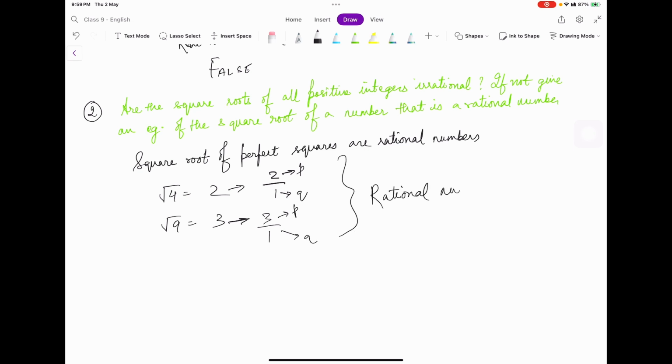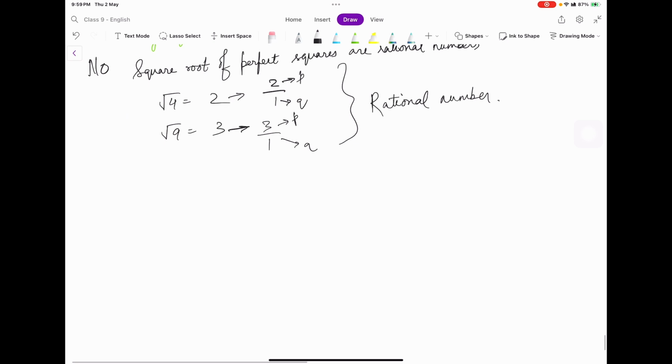Rational numbers. Okay, so no is the answer. Then the third question is similar, no need of doing it again and again, but I will show you how root 5 can be represented on a number line.